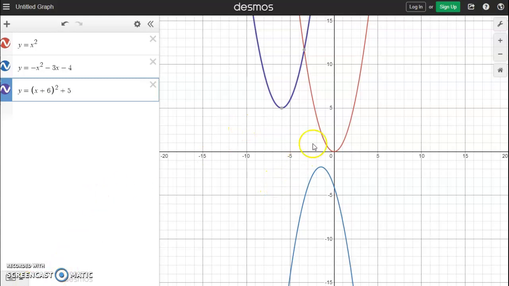And so parabolas can be upside down. They can be moved around to any other place in the graph. We're going to look more at graphing parabolas at another time. But today we're going to look at how to solve quadratic equations.